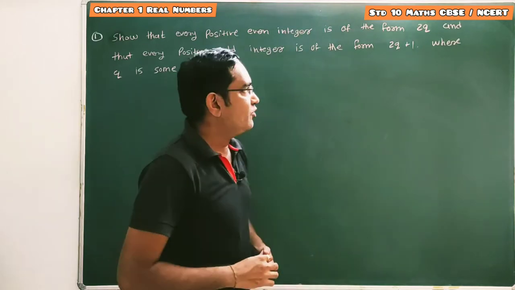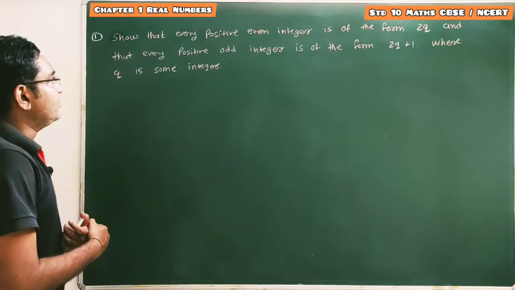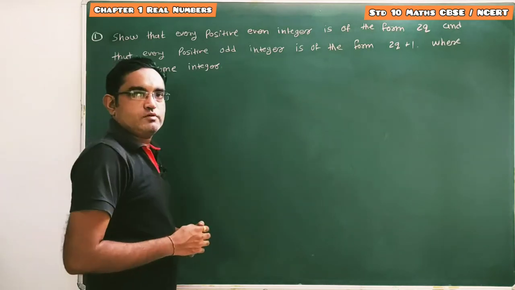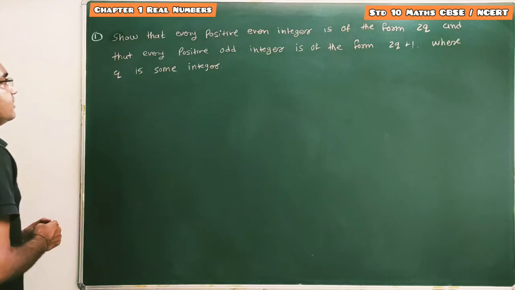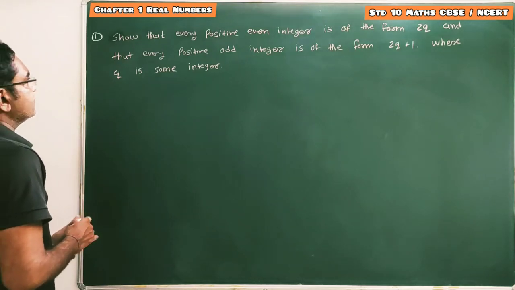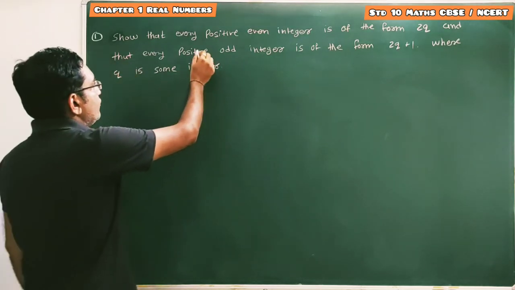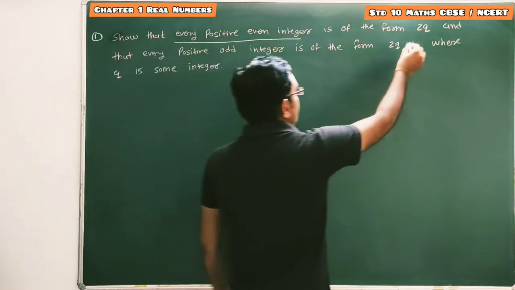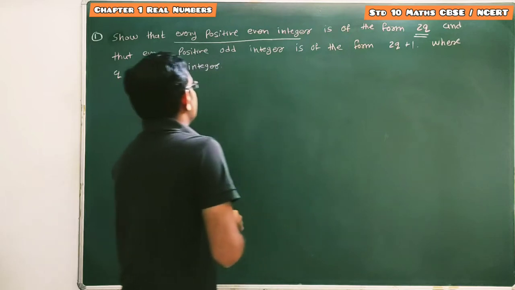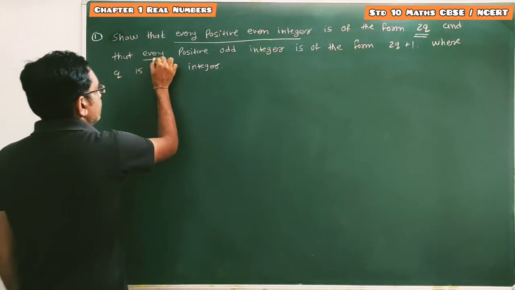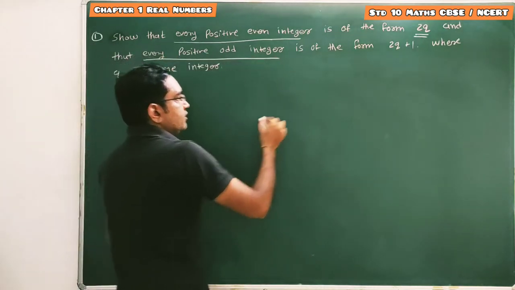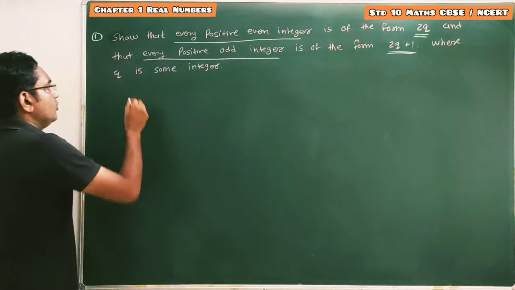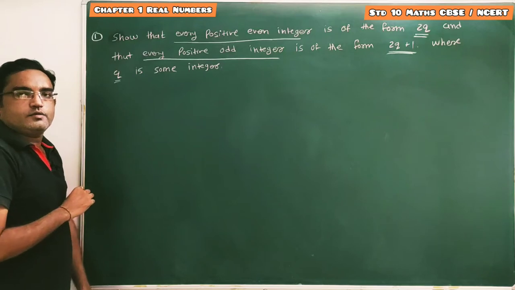Now, in this video we are going to discuss how to represent various positive integers in different forms. So for that, first we'll consider question number 1. Here, we have to show that every positive even integer is in the form of 2q, and every positive odd integer is in the form of 2q plus 1, where q is some integer.